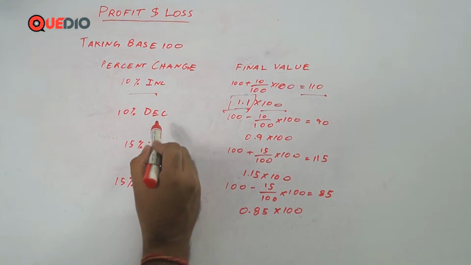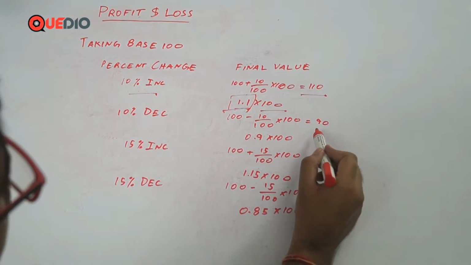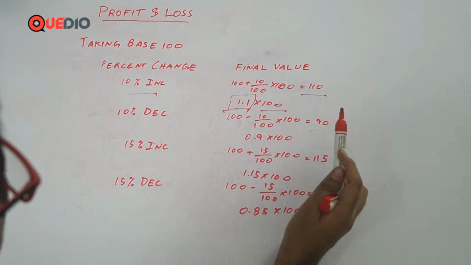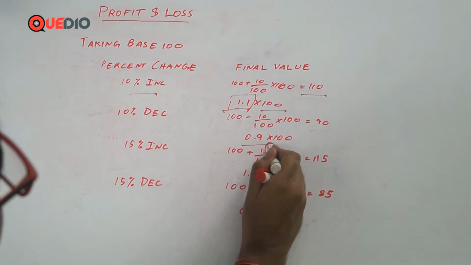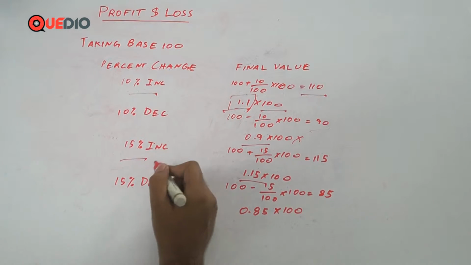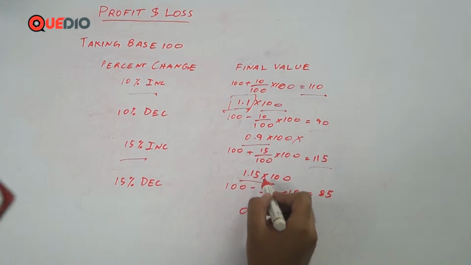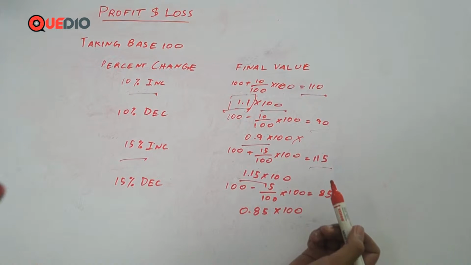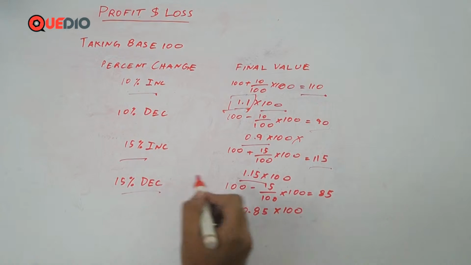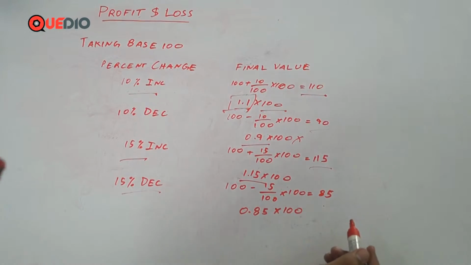Similarly, if there's a decrease, that is a 10% loss, the value will fall down to 90. So it will be 0.9 times X, that is the cost price. Similarly, for a 15% increase, it would go to 115 and the value would be 1.15 times the cost price. And for a 15% decrease, the value would be 85, that is 0.85 times the original value, that is the cost price. So let's do some more questions.